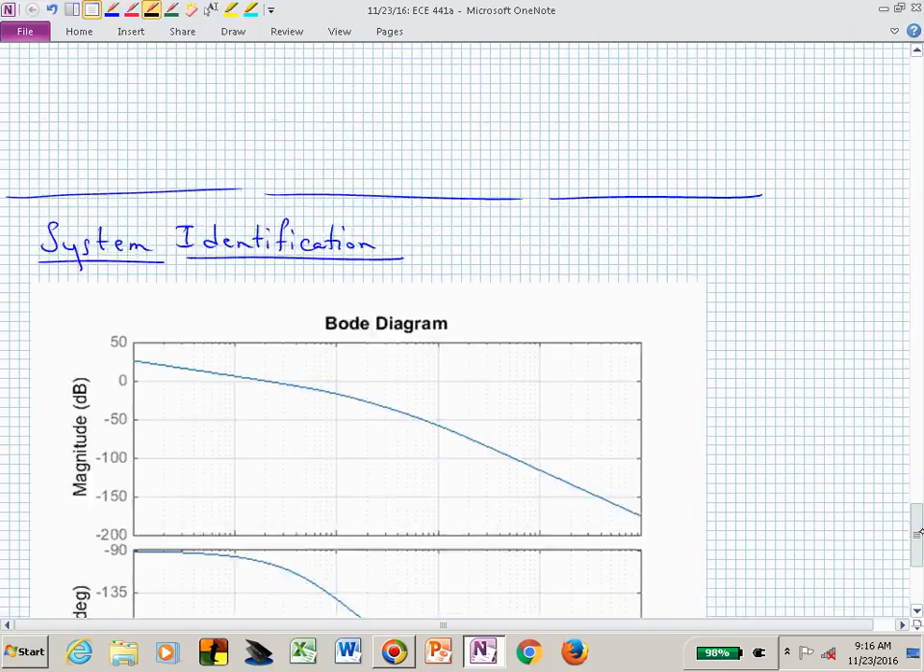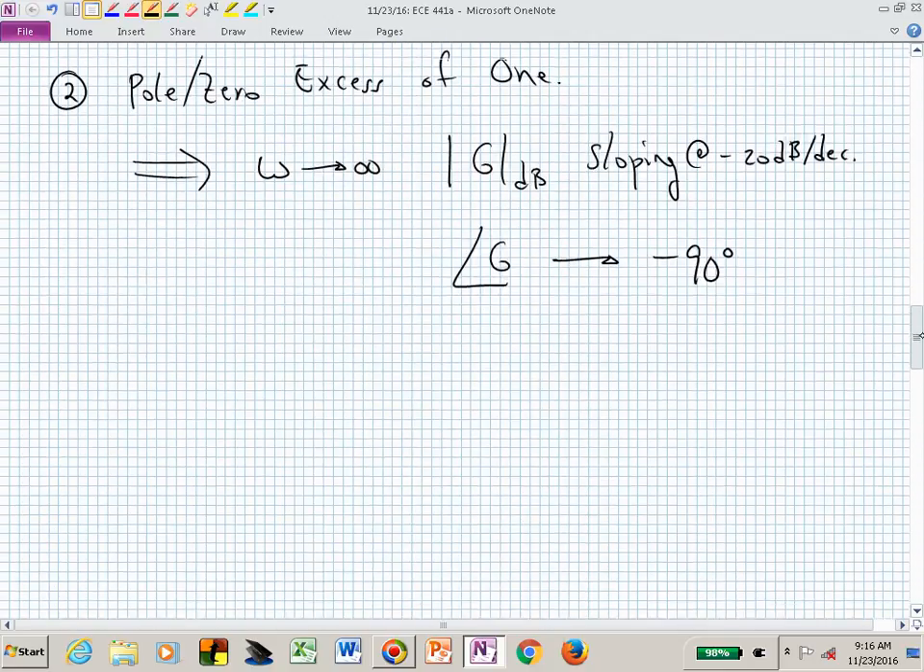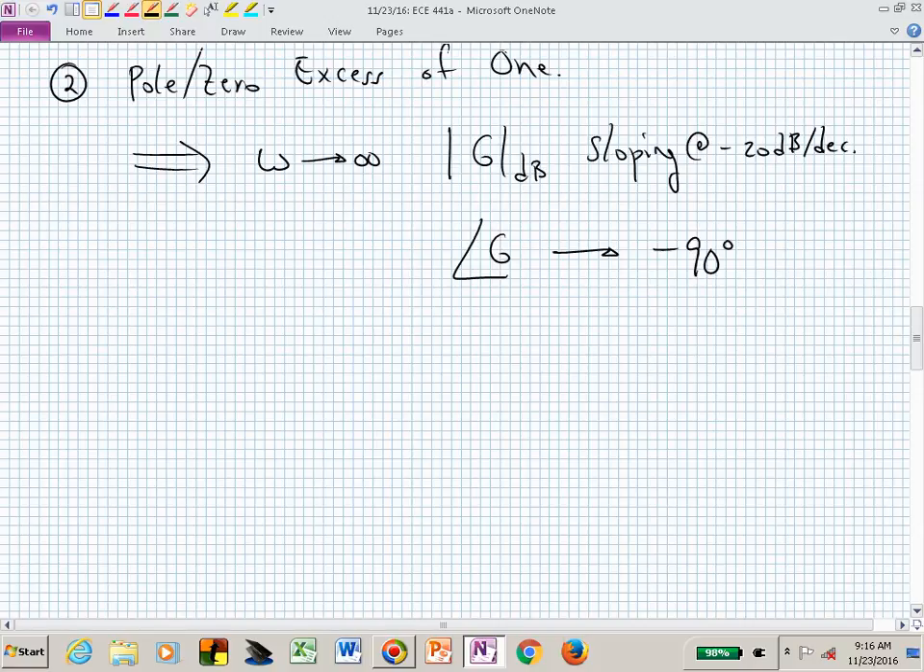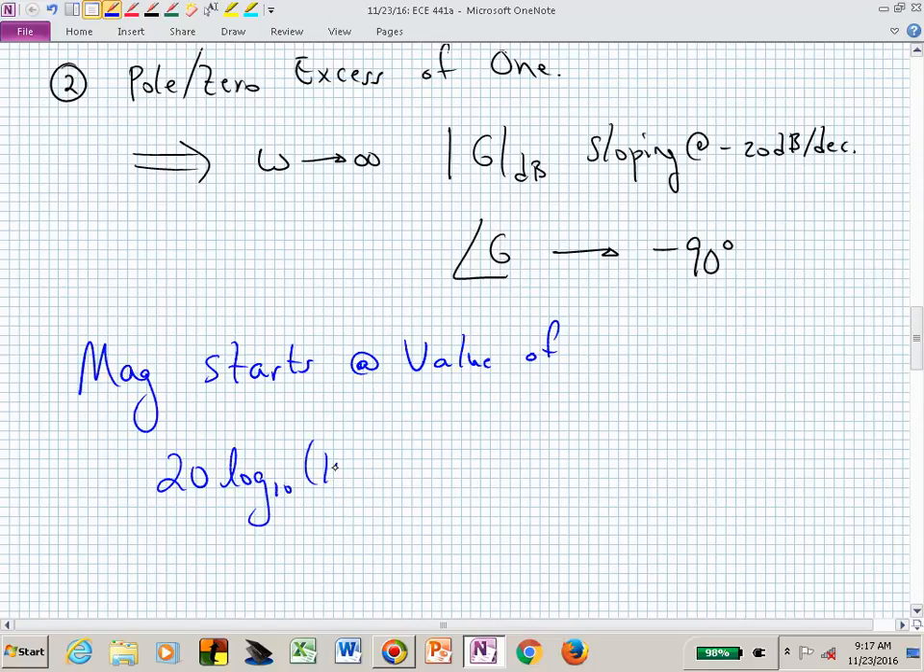The magnitude now starts at a value of 20 log, base 10, of 10. That makes the log of 10 easy. That's just 1. So now we're starting our magnitude plot at 20 dB.